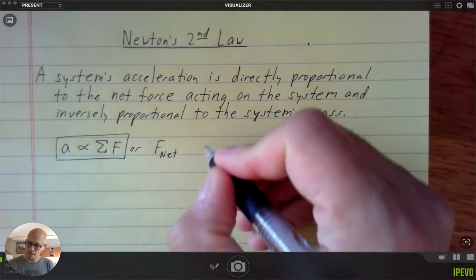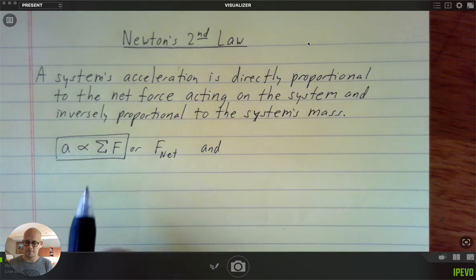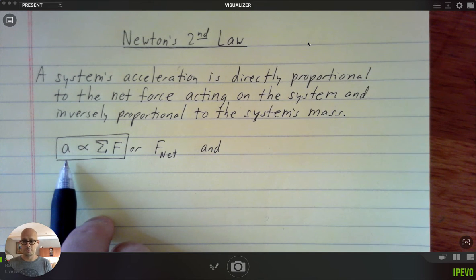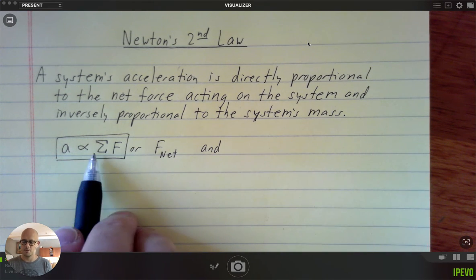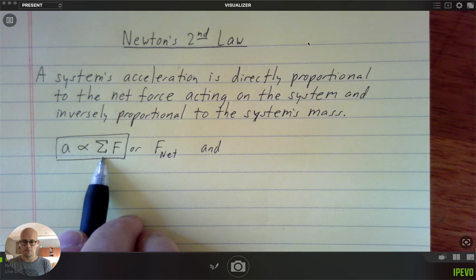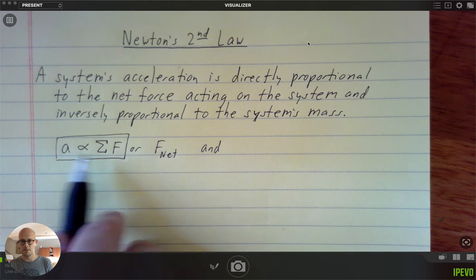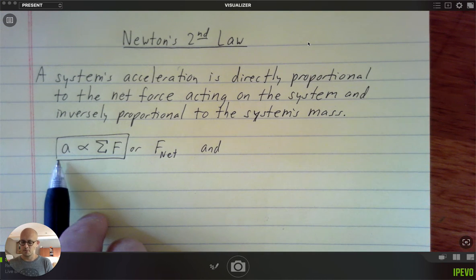So I always stick to this one, but you're welcome to write F net if you like the word better than the symbol. So that's the first part of the definition, basically saying if the net force gets bigger, the acceleration will get bigger also in proportion to that. So if I have a situation where some net force causes some acceleration and I double that net force, I then double that acceleration. So that's the first part.